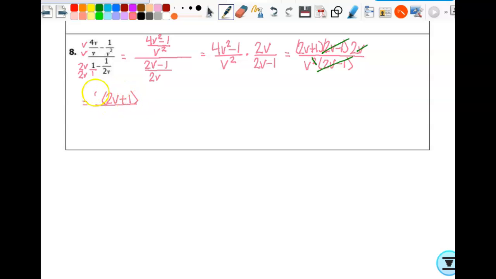I still have that 2. I'm going to bring it out front. And then I have a v in the denominator. And that's the best I can do.